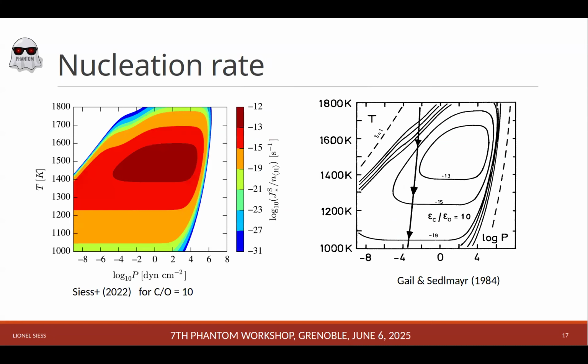So this is the nucleation that we obtain. So this is the temperature, this is the pressure. And where the nucleation is high, that's where you form seeds. So the seed for the dust. And this is what Gail and Sedlmayr found 40 years ago. So there is a very good agreement. And this is typically the trajectory of one particle. And it will go through that region of high nucleation.